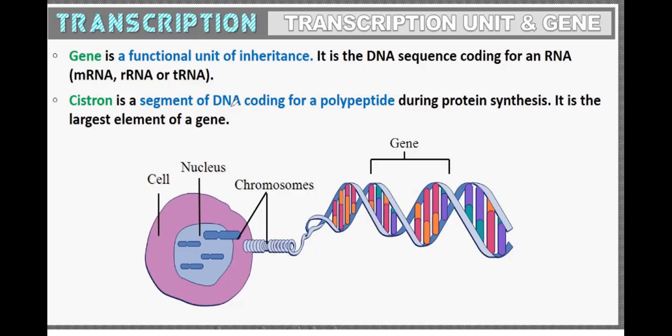Gene is a functional unit of inheritance. Cistron is a segment of DNA coding for a polypeptide during protein synthesis. It is the largest element of gene. What is the largest element of gene? It is the cistron. If this is a cell, in the cell there is a nucleus, in the nucleus there is a chromosome, the chromosome is made of DNA, in DNA there are genes. So what is a gene? A functional unit of inheritance. What is a cistron? A segment of DNA coding for a polypeptide.